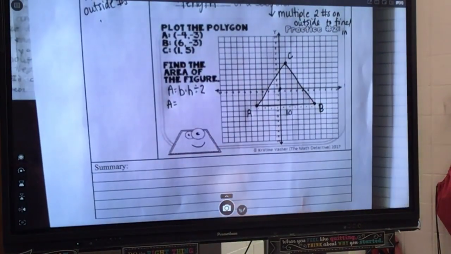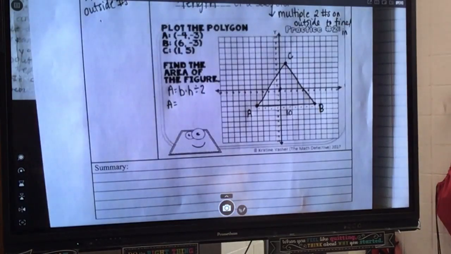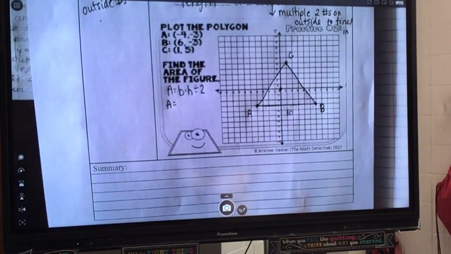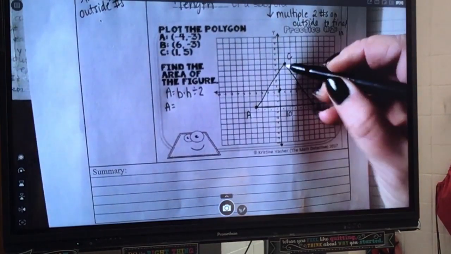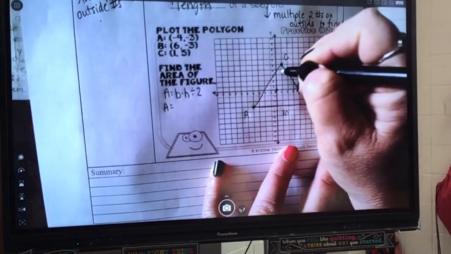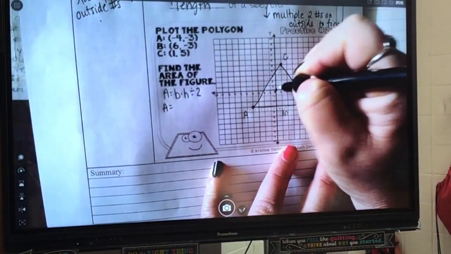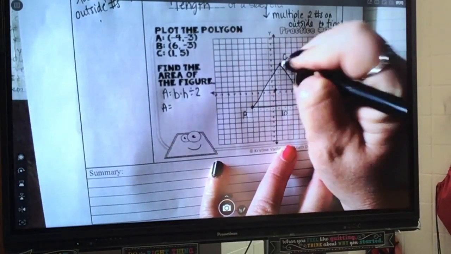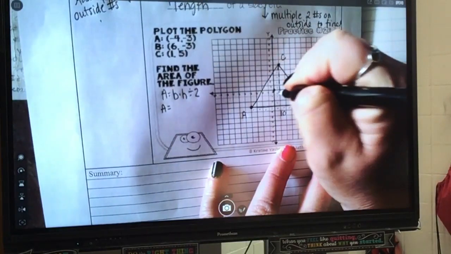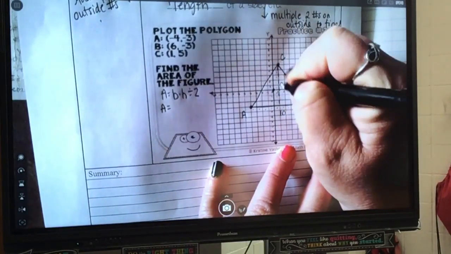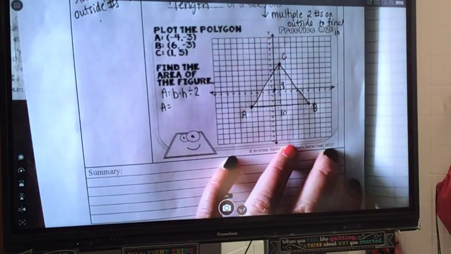Now, how do I figure out my height? Leo, focus, baby. How do I figure out my height? You would start from C and count down. So I'm gonna start from this point and I'm gonna count down. So then I'm gonna go 1, 2, 3, 4, 5, 6, 7, 8. And I identify my height with this dotted or dashed line, okay? Because that tells me that it's my height.